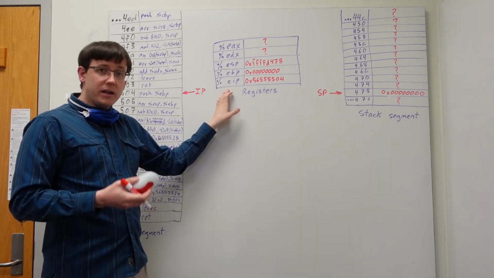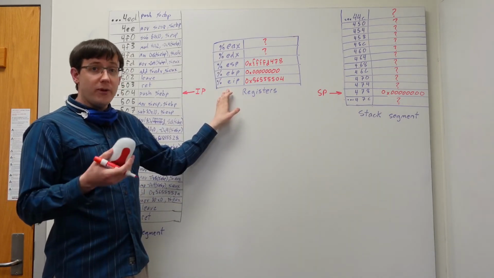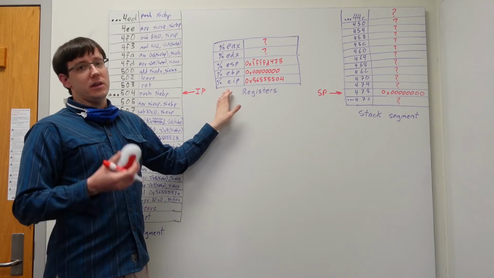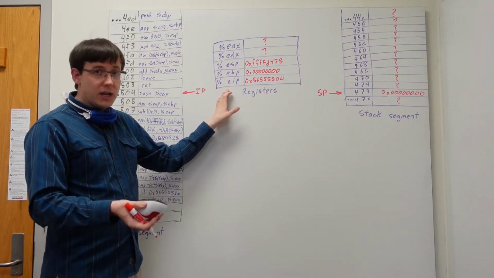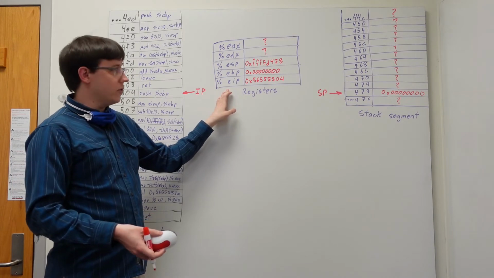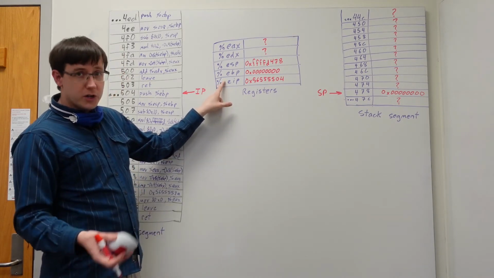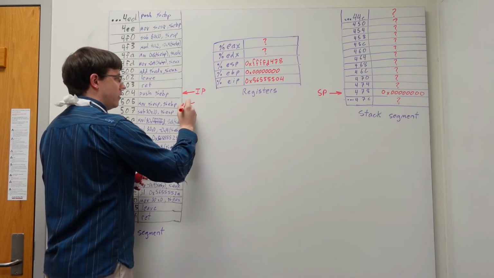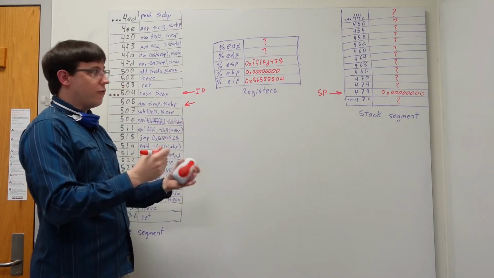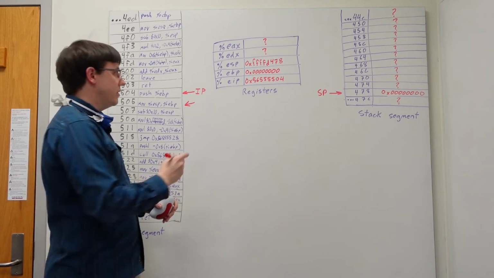But we've neglected a change that happens on every instruction, which is that the first part of any instruction is fetching and incrementing the program counter. So the instruction pointer register should have gotten incremented to point to the next instruction before we began executing this instruction.